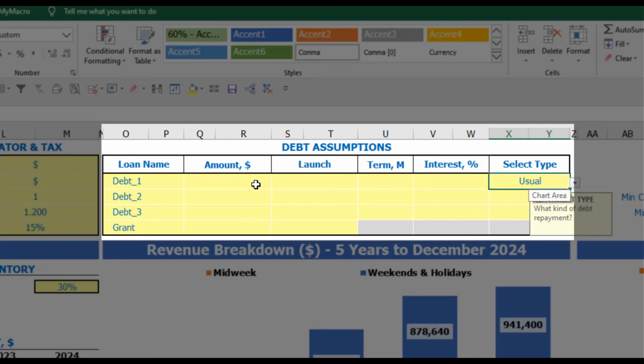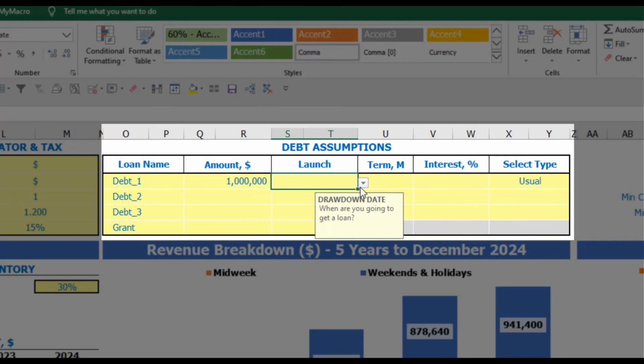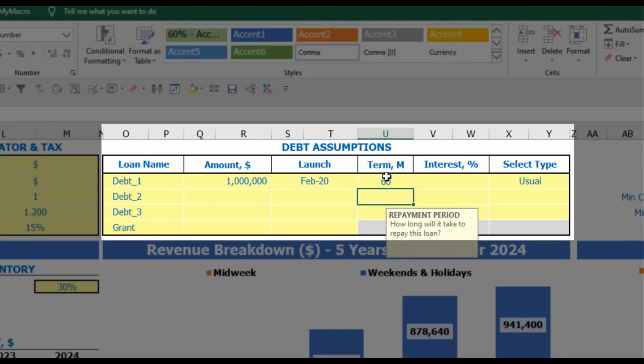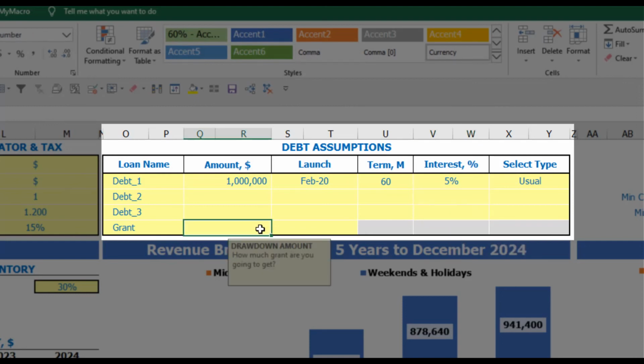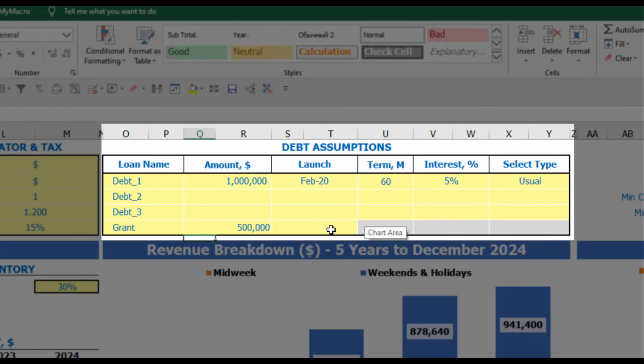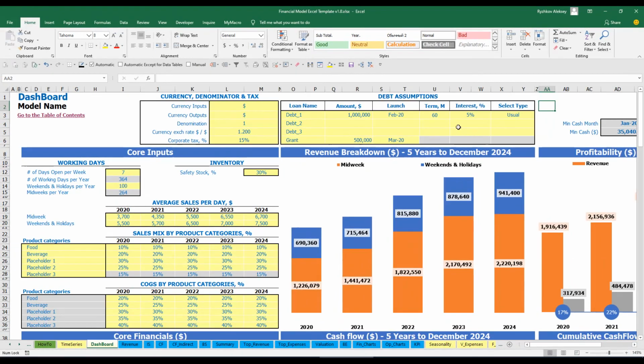Let me give you an example of how it works. So you may input some amount of the debt, the launch date, the term will be 60 months, and interest can be 5%. You may also input a grant, which is just a simple amount, which is paid in some specific months, and that's it. No repayments, no terms in terms of interest.